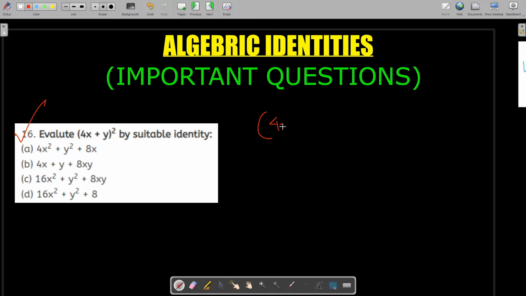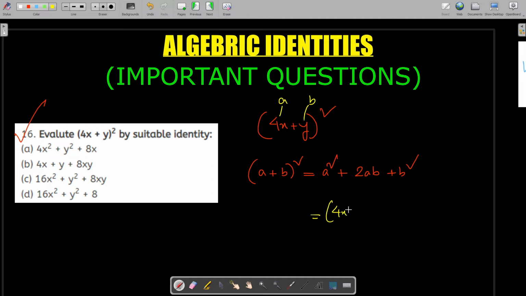Let's first write it: (4x + y) whole square. Now, what does it look like? It looks like simply (a + b) whole square, which is equal to a square plus 2ab plus b square. Now in this question, let's identify a and b. What's written in place of a? 4x. In place of b, y. So we'll simply replace the values.